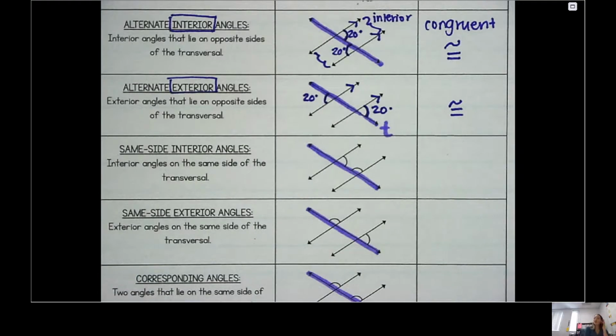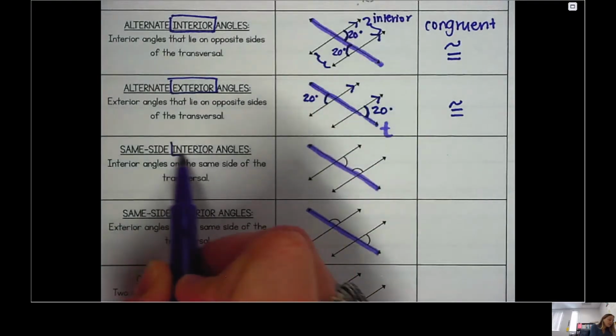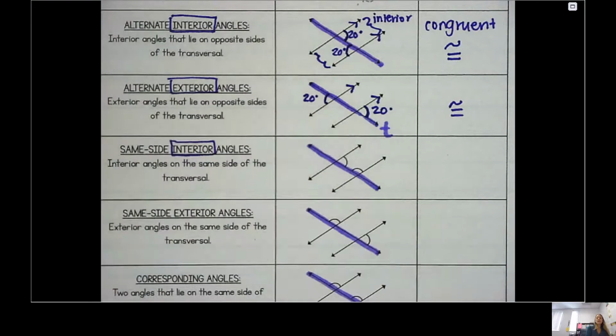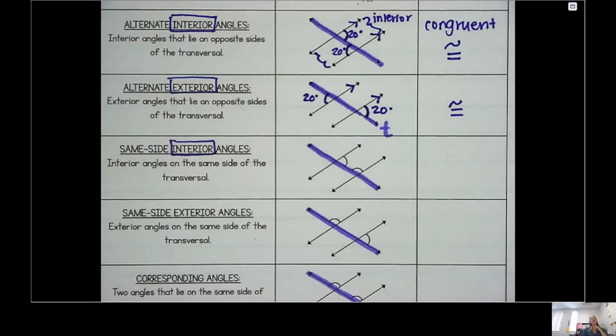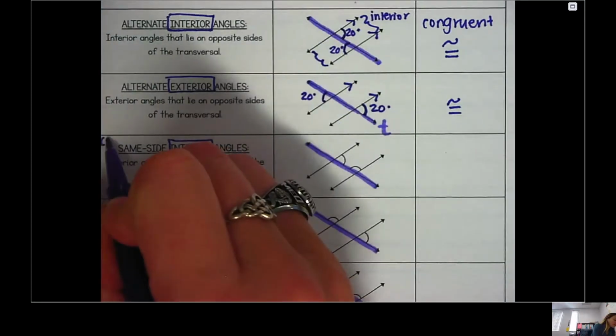Next one. Same side interior angles. So interior means what? Inside. Same side literally means on the same side. You might also see the word consecutive.